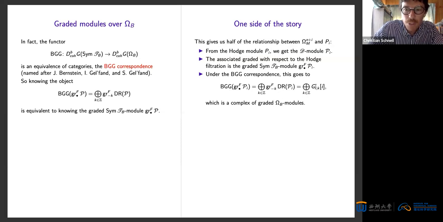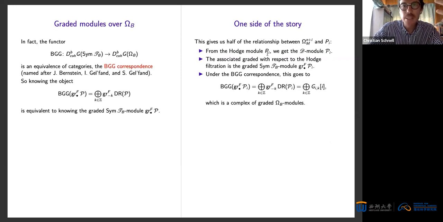If I write them in terms of the perverse Hodge complexes, it looks like this. It's the direct sum over K of the G_{I,K} shifted by I. Okay. So this is the first side of the story. So from my perverse sheaf, I go to the D module and then I construct this complex of graded modules.